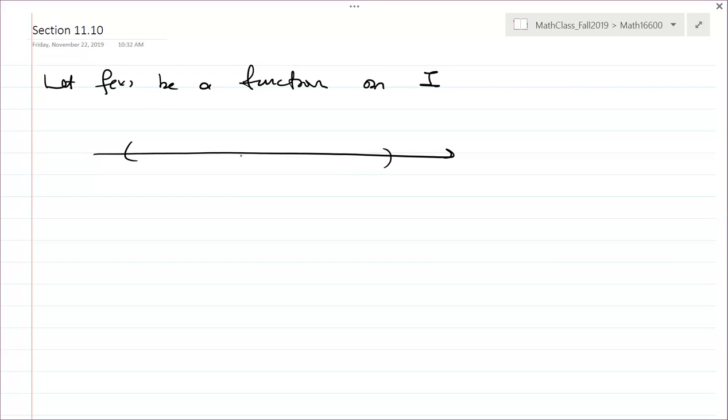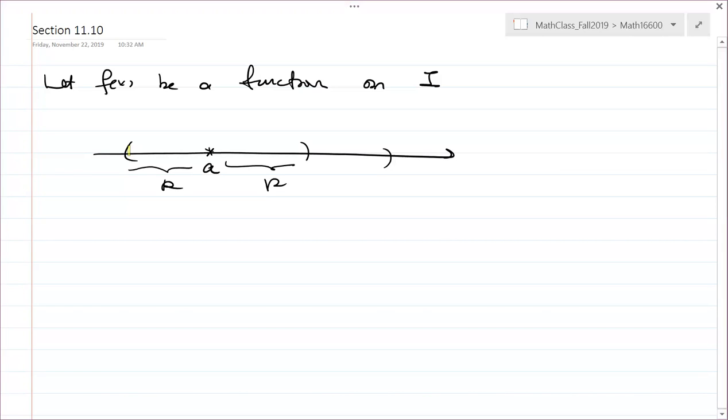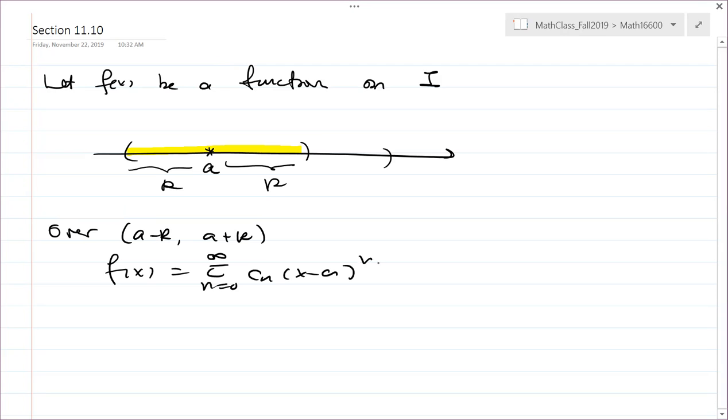as a power series. Okay, so in general, if you pick a point A, then you have to look at which side is shorter. This is A, right? And this one is the largest symmetric interval about A you can choose. Over this interval, from A minus capital I to A plus capital I, the function can be expressed as a power series.